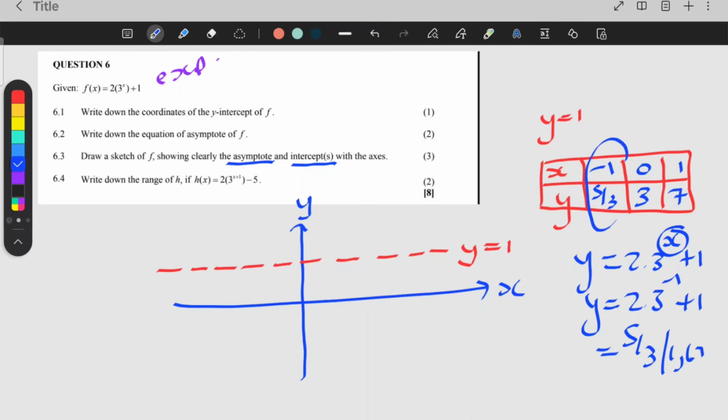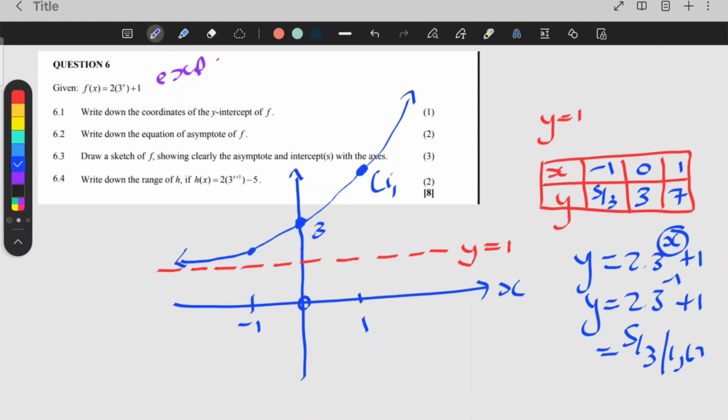So now I'm going to plot this point, negative 1 and 1,67. Then 0 and 3 somewhere there, and then 1 and 7 somewhere there. And then you just join the dots like that. That's your exponential. You can just make that 3, and you can put 1 point there, 1 and 7.